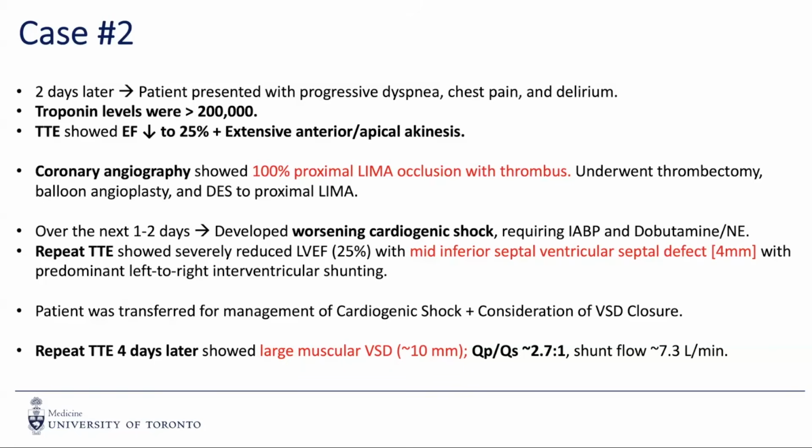At that point, they were transferred because of consideration of closure of this VSD and also for management of cardiogenic shock. And the repeat echo that I'm about to show, 4 days later, showed a significant VSD of 10 millimeters, up from 4 millimeters before, with a significant Qp/Qs ratio of 2.7 to 1 and a significant shunt flow as well.